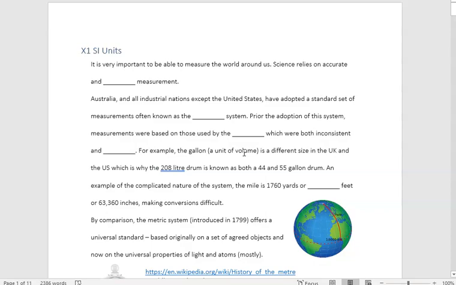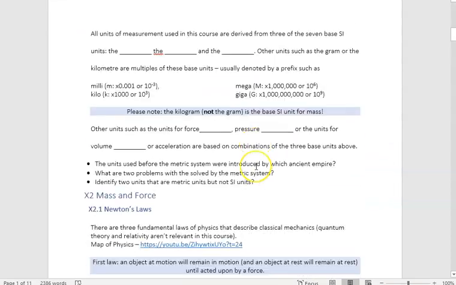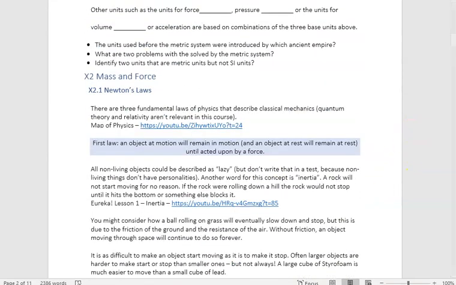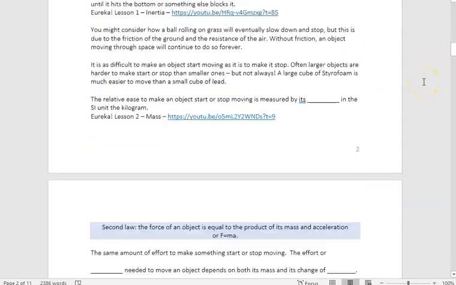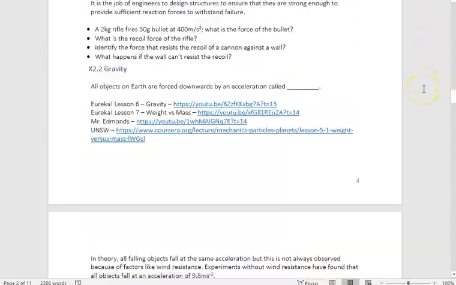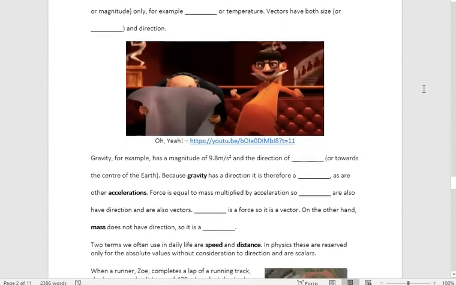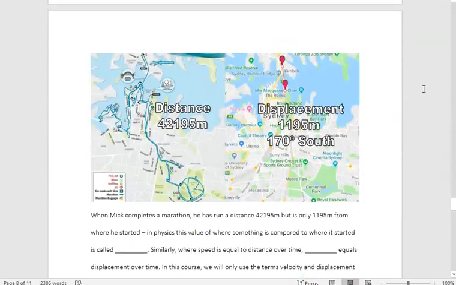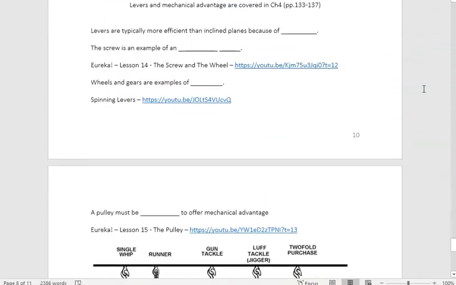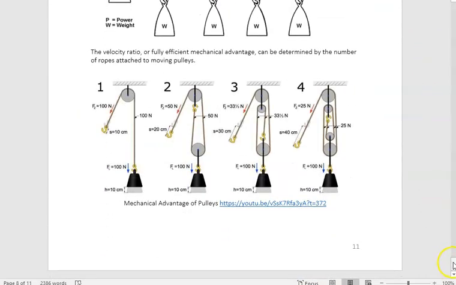So what we're going to start off with is SI units, and then we're going to talk about Newton's laws of motion and classical mechanics. And then we will talk about weight and pressure and scalars and vectors, and then finally simple machines. So that's what we're looking at in these notes.